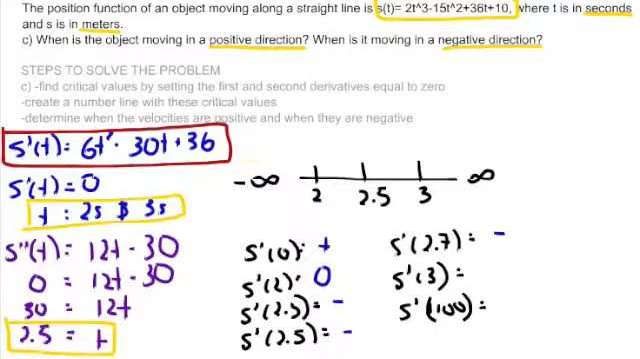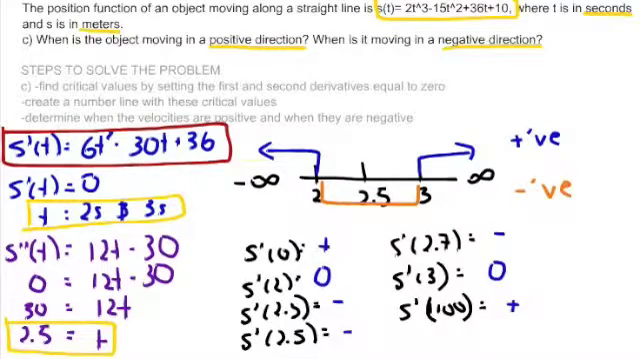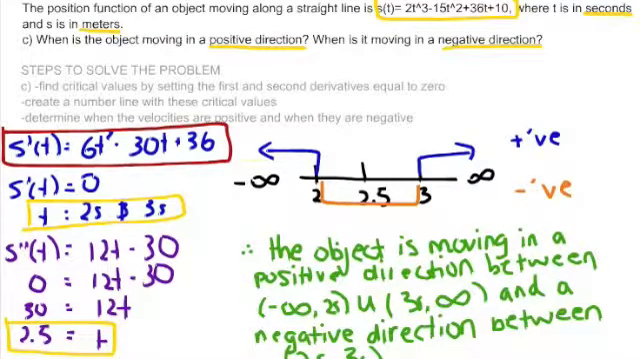As we can see, the velocities are positive from negative infinity to 2 and 3 to infinity, while the velocities are negative between 2 seconds and 3 seconds.